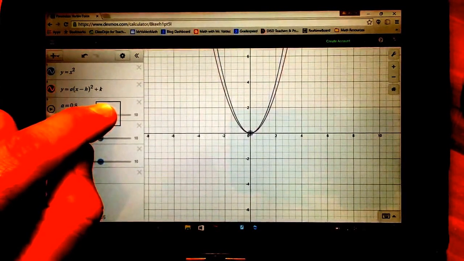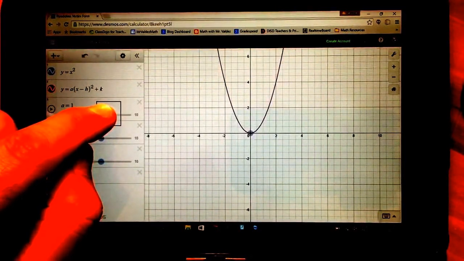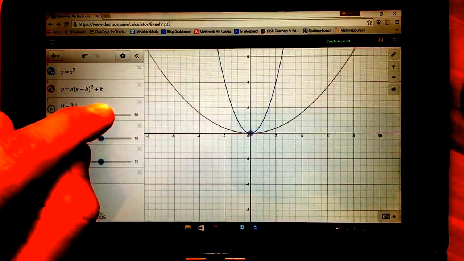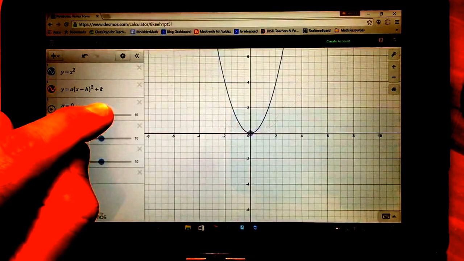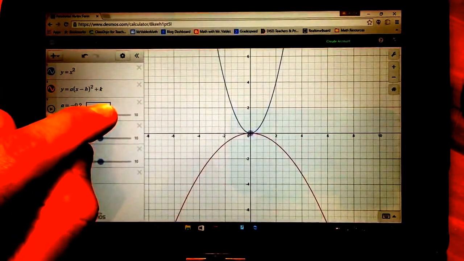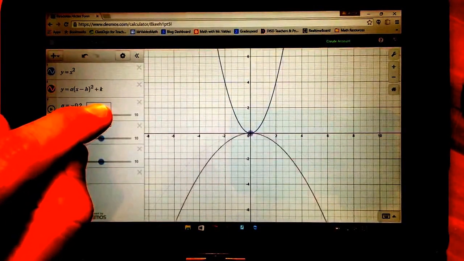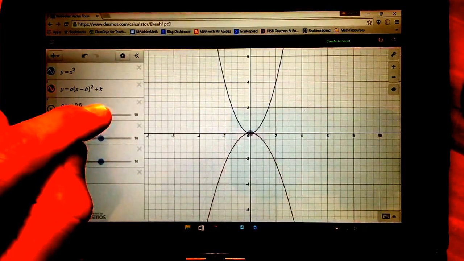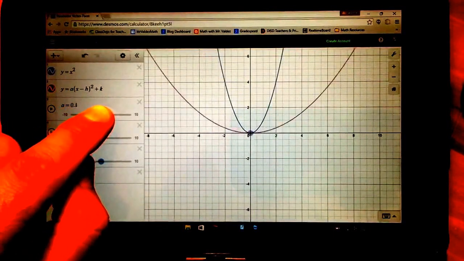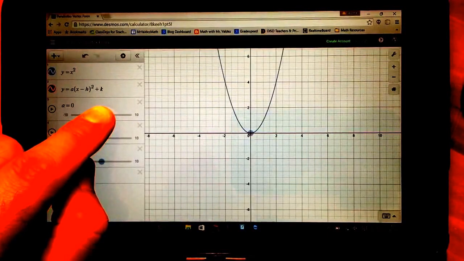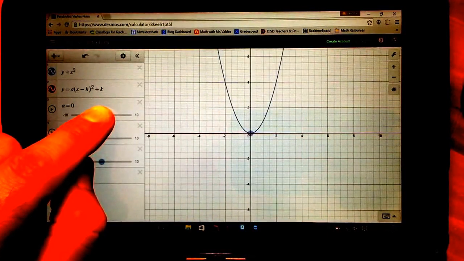When my A value is 1, it's exactly the same size and shape as the parent function. And when my A value is less than 1, it gets wider. Now look at that right there. See the red line? The parabola actually became a straight line when A equals 0. My touch screen is too sensitive. We'll talk about that one day.